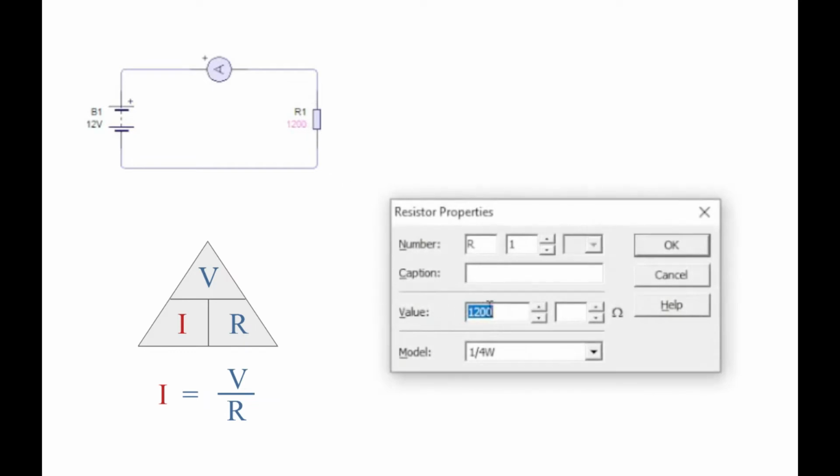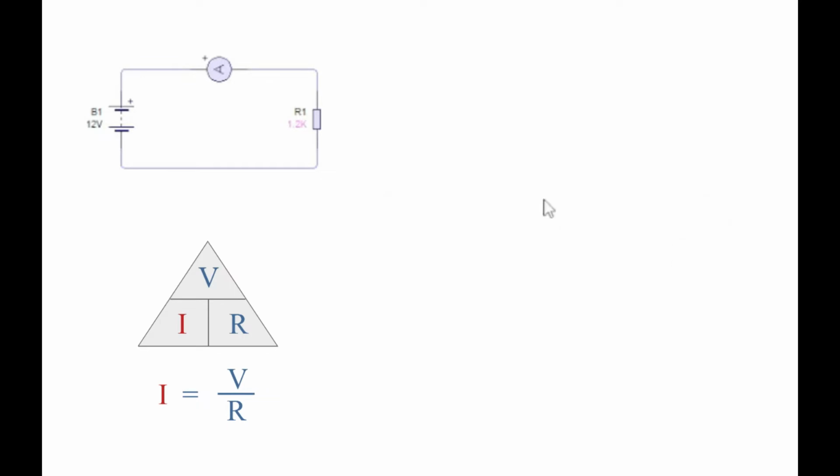Okay, let's have a quick look at a working example here. We have a circuit containing a 12 volt battery. We have an ammeter, and that's in series to the resistor, and the resistor here is valued at 1200 ohms. We can just change that so it shows 1.2 kilo ohms. Alright, but it's the same value nonetheless.